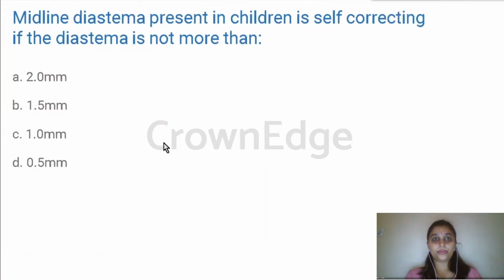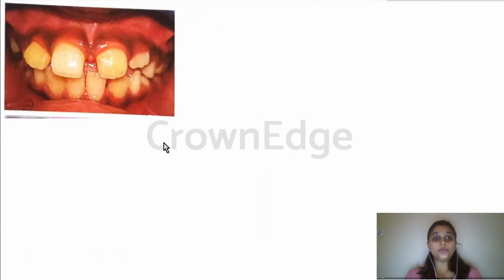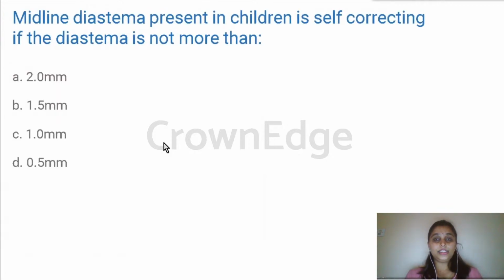Now, it becomes very important to also know another part of this. Okay, midline diastema present in children is self-correcting if the midline diastema is not more than. So, the ugly duckling stage finishes when the permanent canines have erupted. Permanent canines usually erupt between 11 to 13 years of age. So the ugly duckling stage usually ranges from 8 years to about 11 to 12 years. I would give a range.